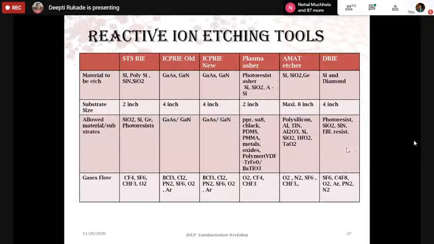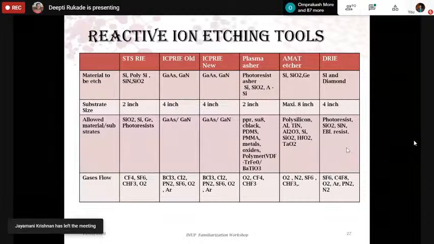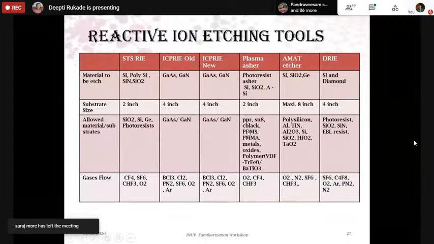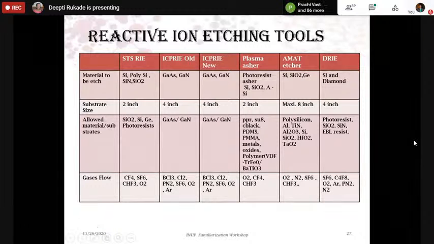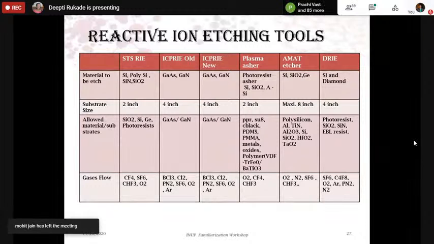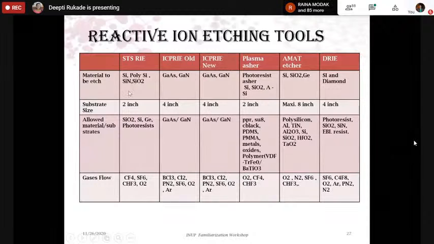So here we have STS RIE, we have ICP-RIE, we have plasma etcher, we have AMAT etcher, we have deep RIE. Here, these different reactive ion etching tools have different gas compositions and different power bias, so that they can etch different materials, as you can see. For example, STS RIE, you can etch silicon, polysilicon, silicon nitride, and silicon oxide for 2-inch wafers.